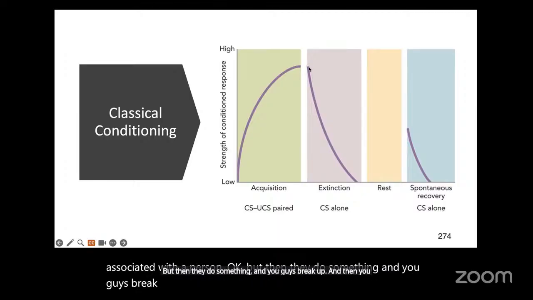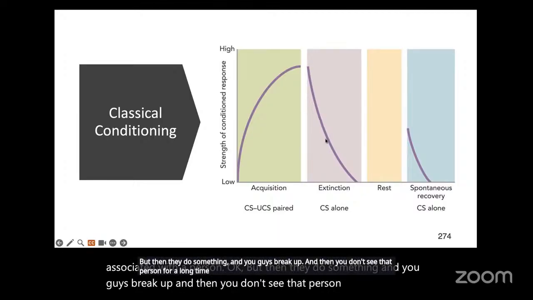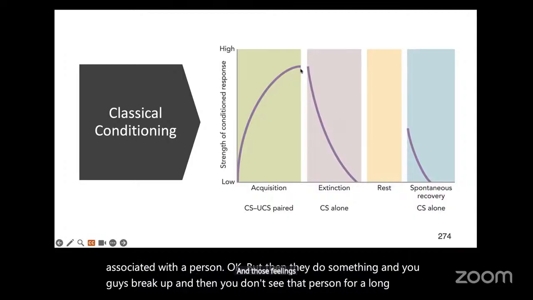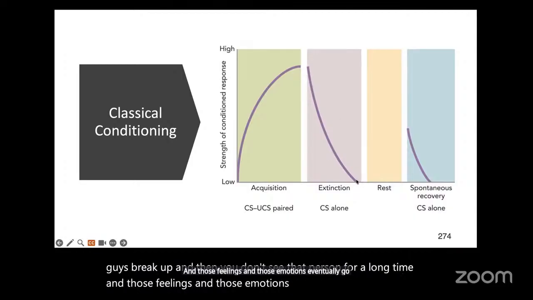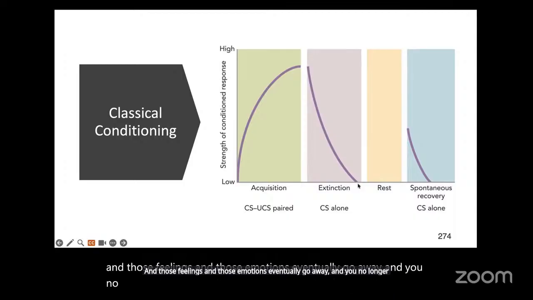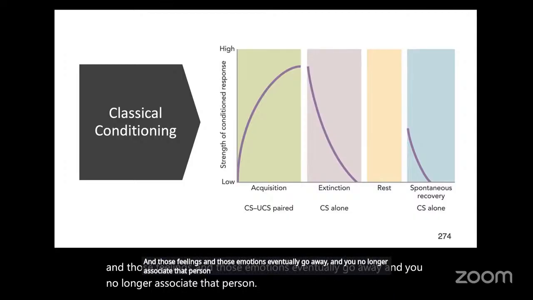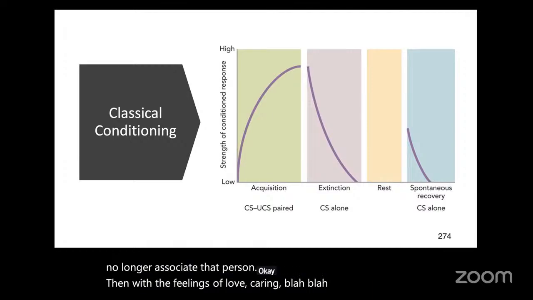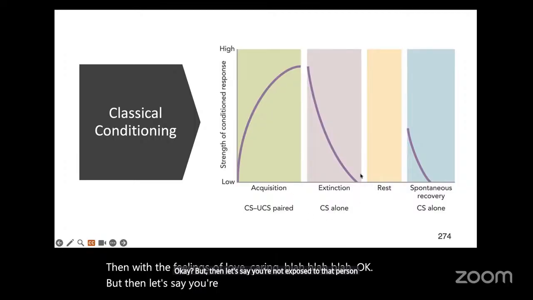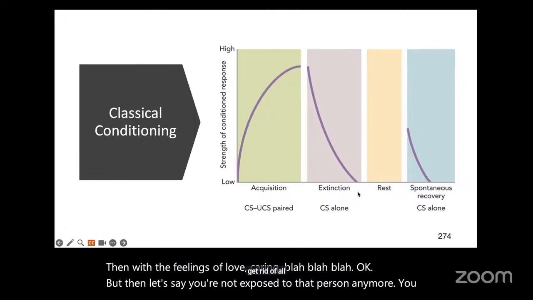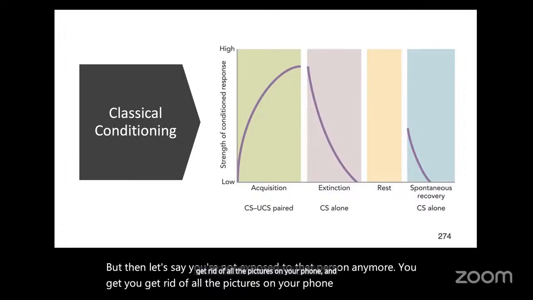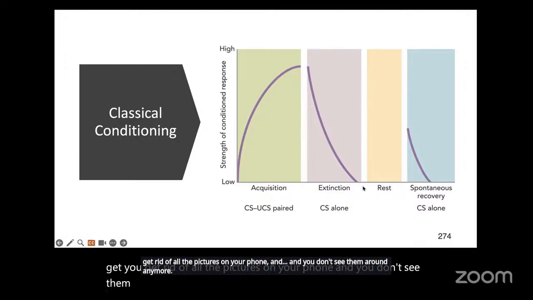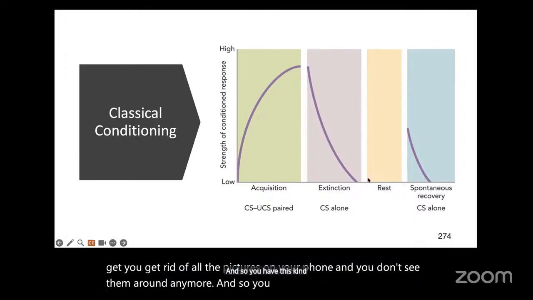And then you don't see that person for a long time. And those feelings and those emotions eventually go away. And you no longer associate that person with the feelings of love, caring, blah, blah, blah. Okay. But then let's say you're not exposed to that person anymore. You get rid of all the pictures on your phone and you don't see them around anymore. And so you have this kind of rest period where they don't exist anymore in your world.